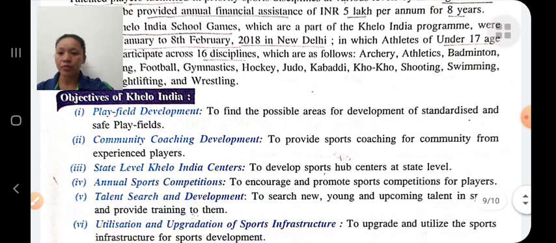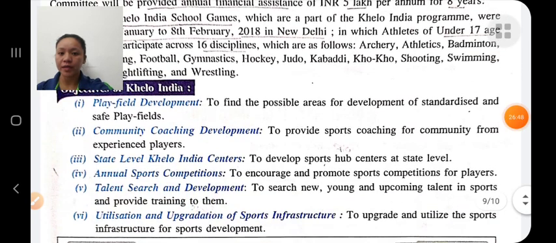Objectives of the Khelo India program: playfield development. The first objective is playfield development, meaning development of playgrounds, and of standardized and safe playfields, stadiums, etc. Community coaching development, to provide training and coaching to talented players from expert coaches.